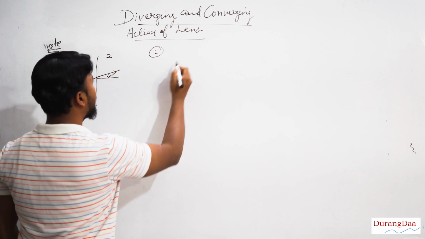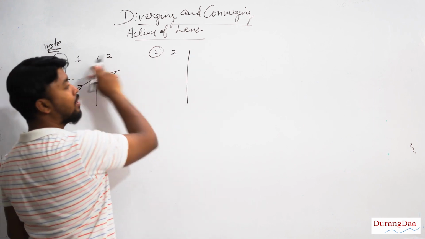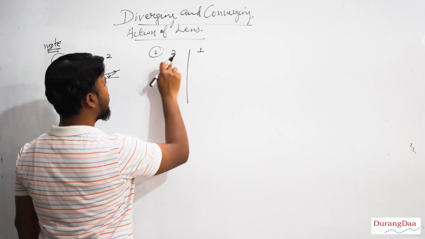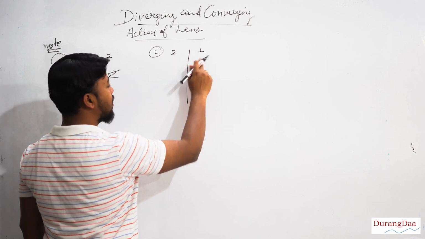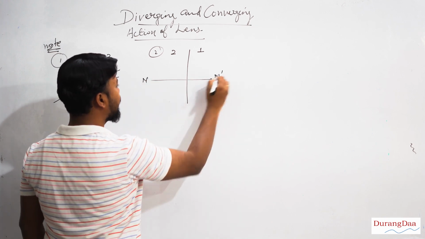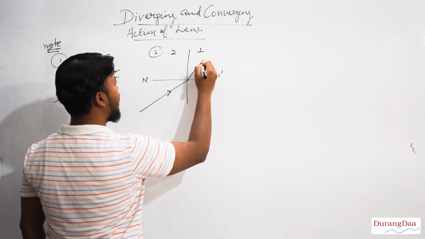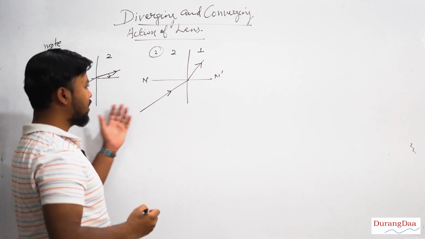Secondly, all of you know that if the reverse is happening, if a light ray travels from the second medium to the first medium, where this one is denser and this one is rarer, and this is the normal, and a light ray is falling like this, it will bend away from the normal. This is the basic principle.